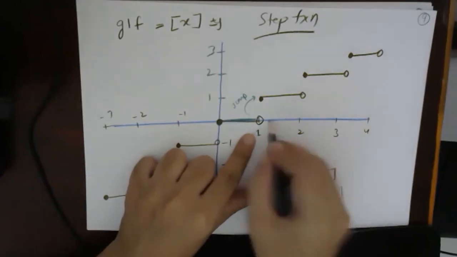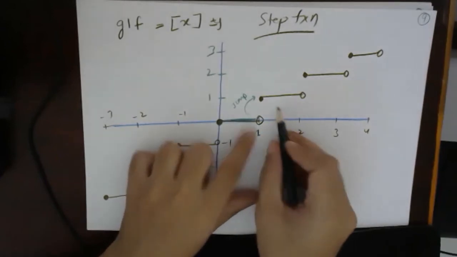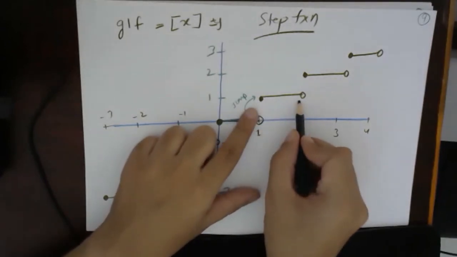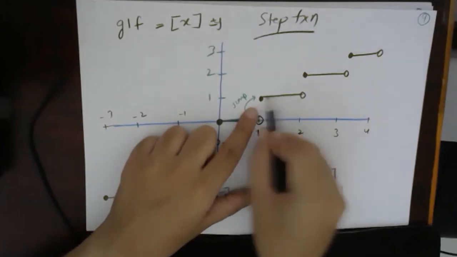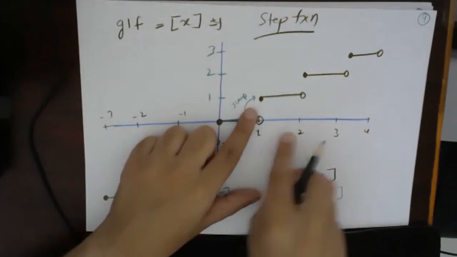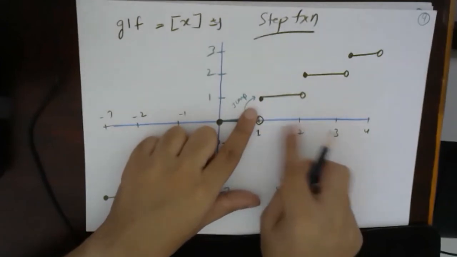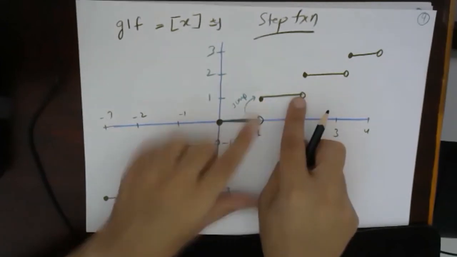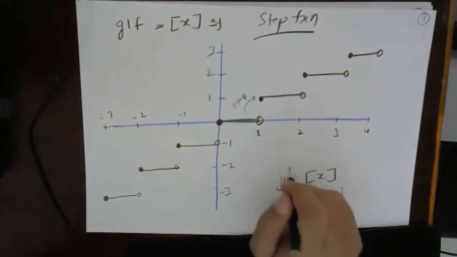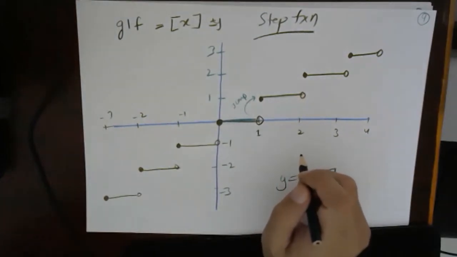Any number after 1. Suppose it is 1.1. Greatest integer value will be 1. So it will lie on this line. 1.2, greatest integer value will be again 1. 1.9, again 1. 1.999, still 1.